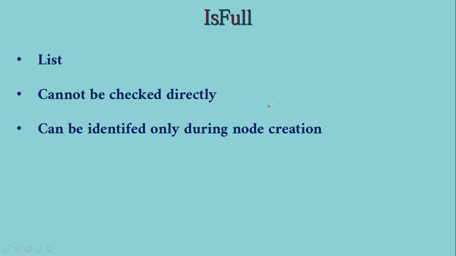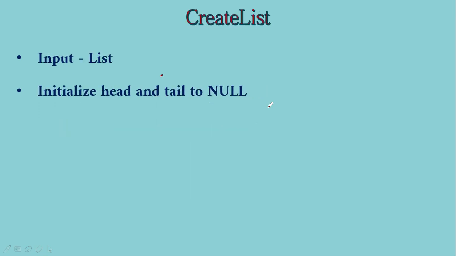And then isFull. When we say isFull, we cannot directly check it as a linked list. We do not know when it will become full, when the heap will become full. When the heap allocated for the program becomes full, at that point only our isFull is going to be successful. So we cannot have an explicit function. Instead we have to check it during each insertion operation. So let's implement one by one.